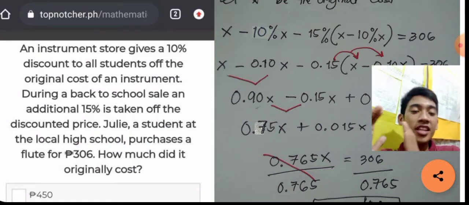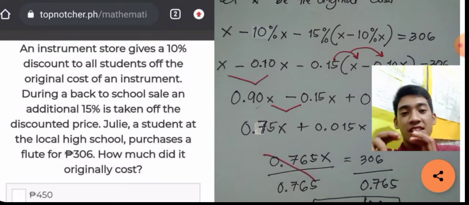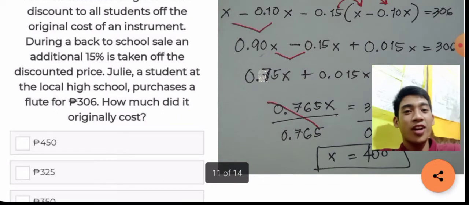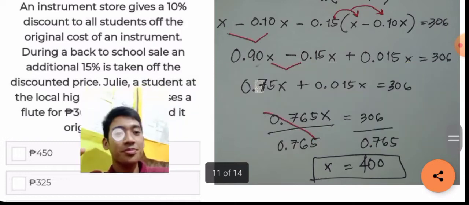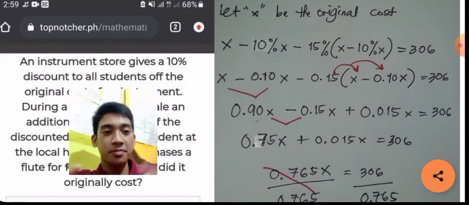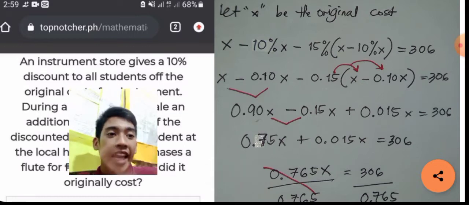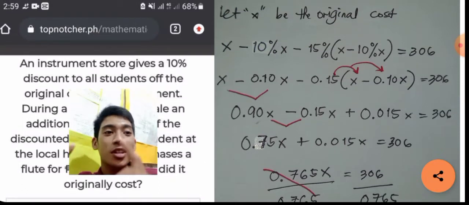Again, there is already a discount of 10% and then an additional 15% back-to-school sale, and Julie purchased a flute for only 306 pesos. How much did it originally cost? So what's the original cost? Is it 450, 325, 350, or 400 pesos? So here, let X be the original cost of the flute. X, our original cost, subtract 10% of the original cost.